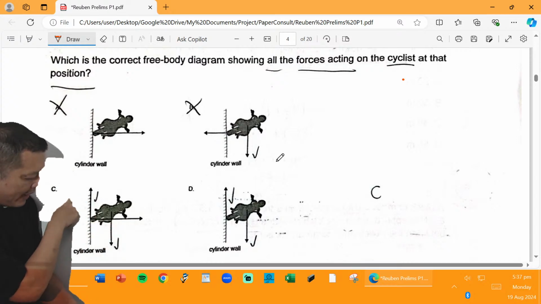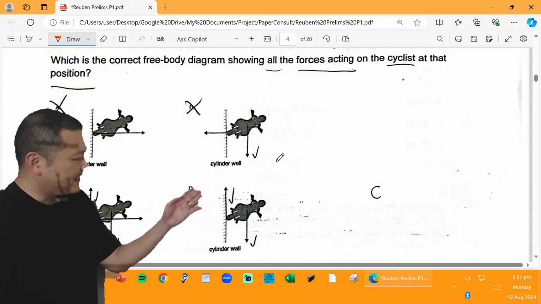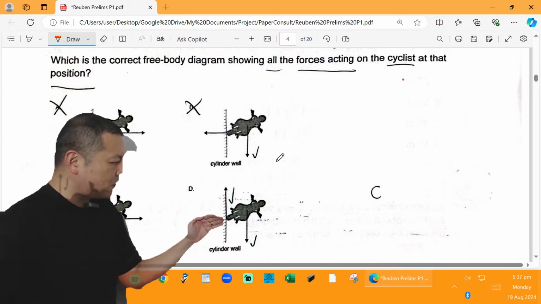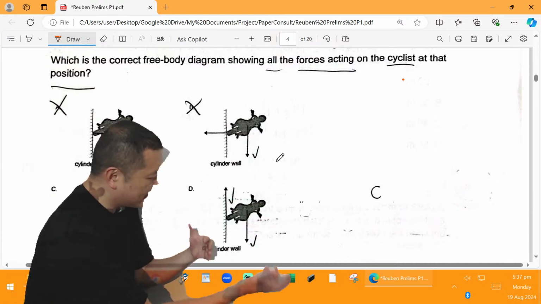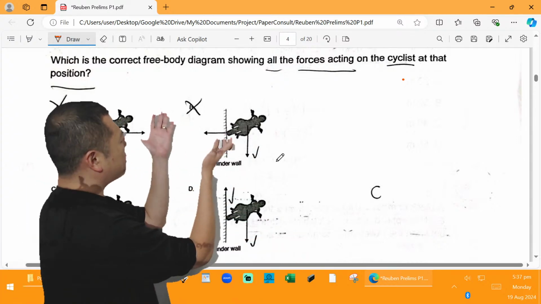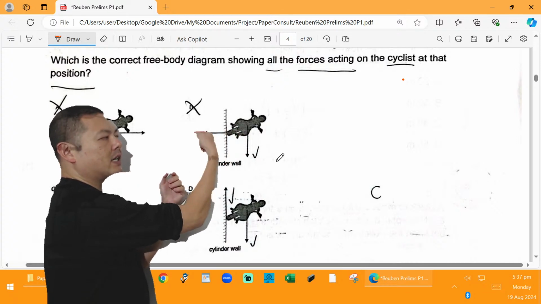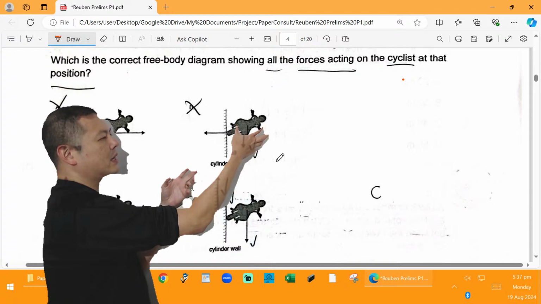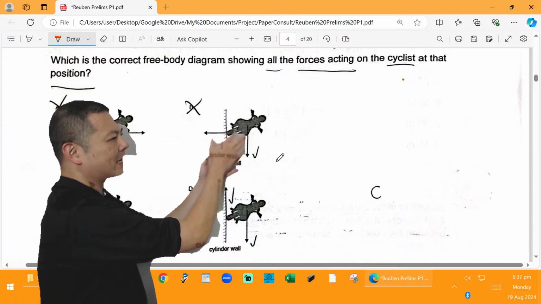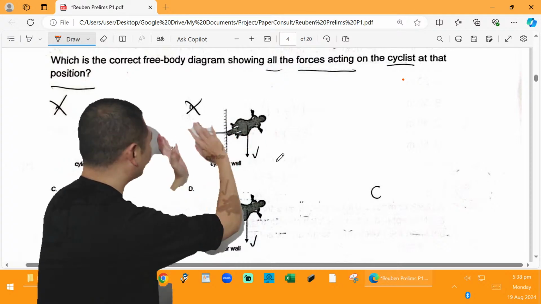The frictional force will balance the weight, and the normal force will provide the centripetal force. D is wrong because it has the frictional force and the weight, but there's no normal force. So how does it move in a circle? It needs a normal force to provide the centripetal force. B is wrong because this force pointing in is the force that the motorcycle exerts on the wall, but it's not the force exerted on the motorcycle. It's acting on the wall. So B is out.